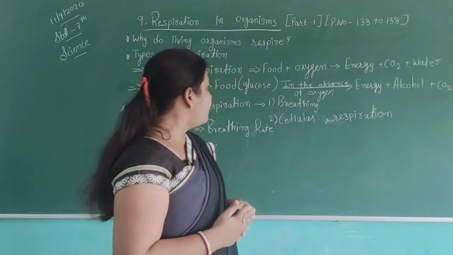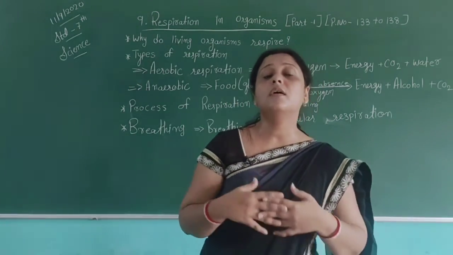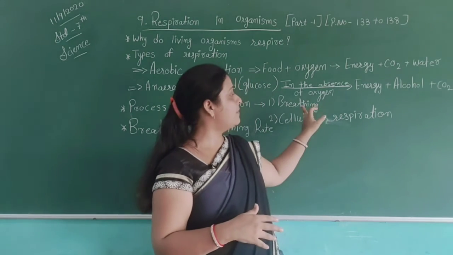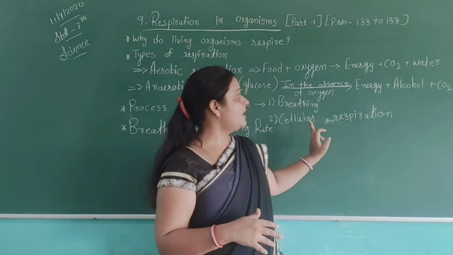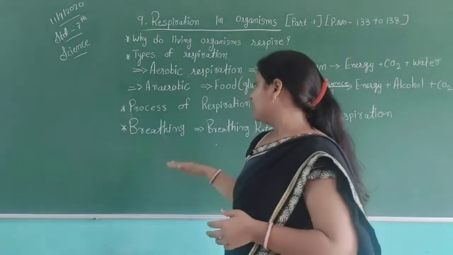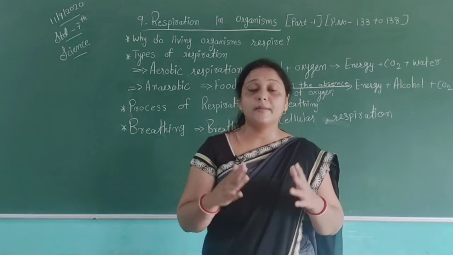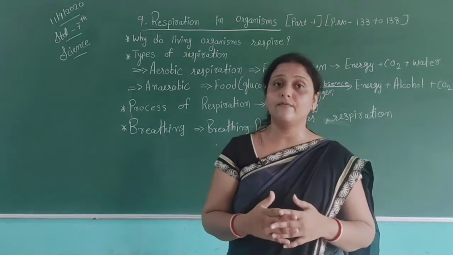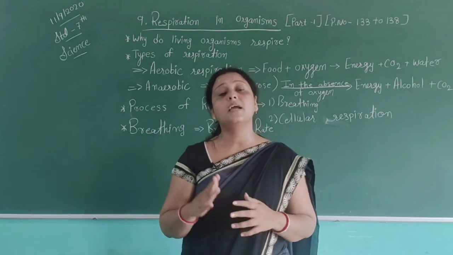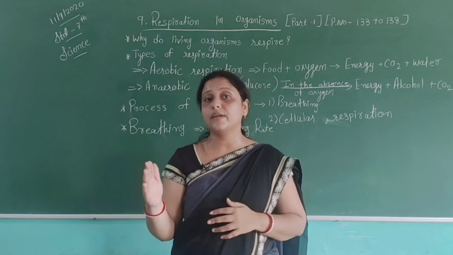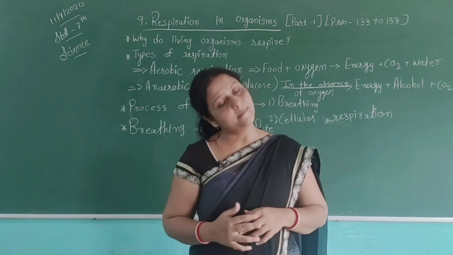Then the process of respiration: breathing. Then we also have cellular respiration. Breathing goes on outside of our body, and cellular respiration inside of our body. Then the breathing rate depends on our work. The normal breathing rate is 12 to 18 per minute, but if we do any kind of work, it will go up to 25 per minute.